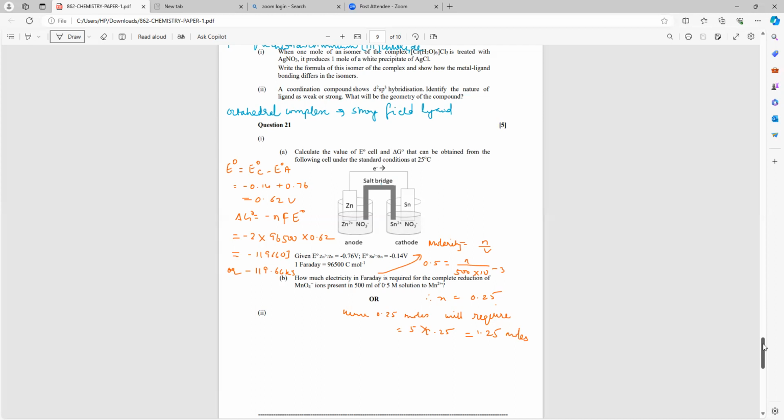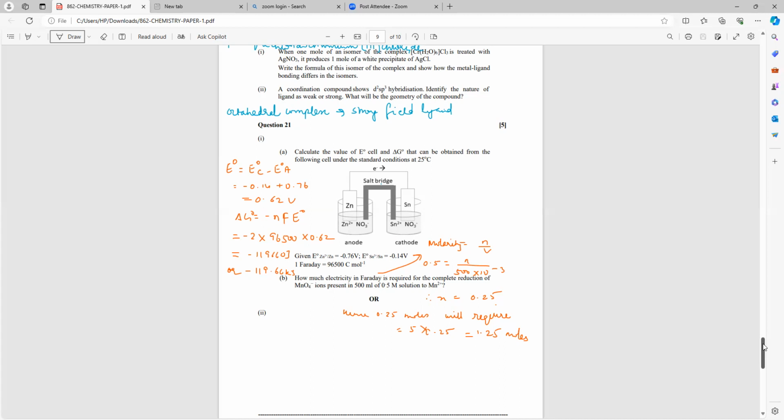Oxidation means loss of electrons. Reduction means gain of electrons. Then they are saying to calculate delta G naught. So the formula will be minus nFE naught. n is the total number of electrons lost or gained. So the valency you can see is Zn plus 2, Sn plus 2. So n will be 2 into Faraday's constant, 96,500 coulombs, into E naught. E naught you have calculated 0.62. So the answer is minus 119660 joules or minus 119.66 kilojoules.